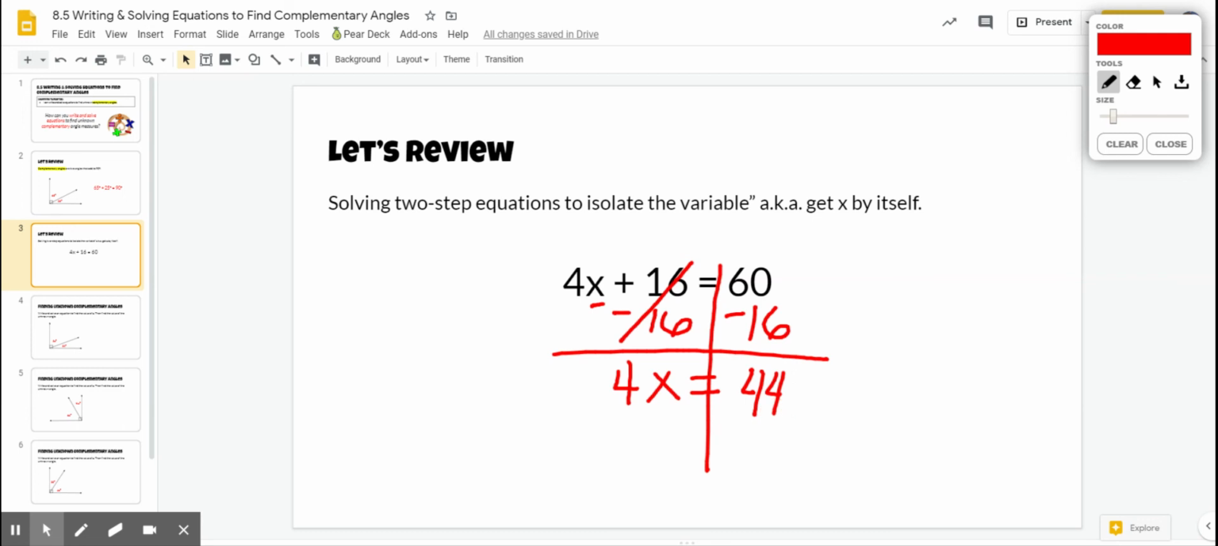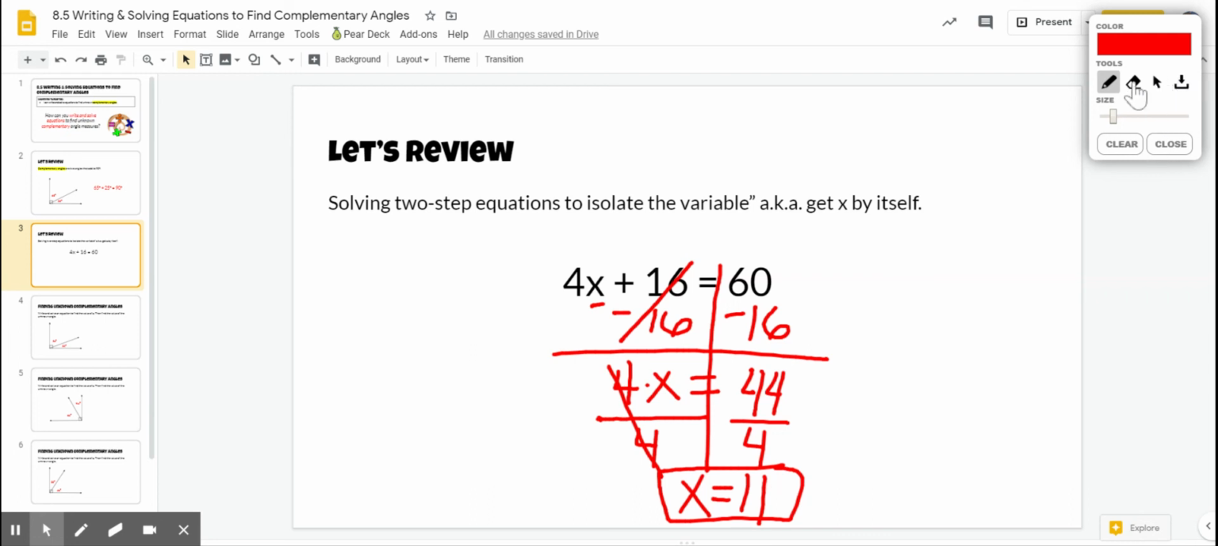Okay, now the last step to get x by itself here is to get rid of this 4. Right now, this actually is 4 times x. So to get rid of it, I need to do the inverse of multiply by 4, which would be to divide by 4. So I divide by 4 on both sides. 4 divided by 4 leaves me with 1, so those cancel, leaving me with x. And 44 divided by 4 gives me 11. So the solution to this equation is x equals 11.